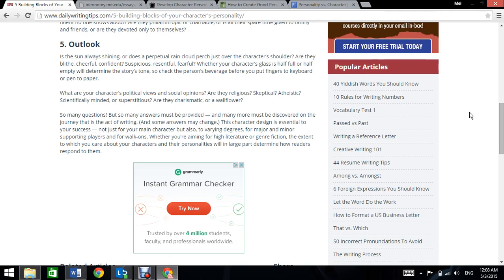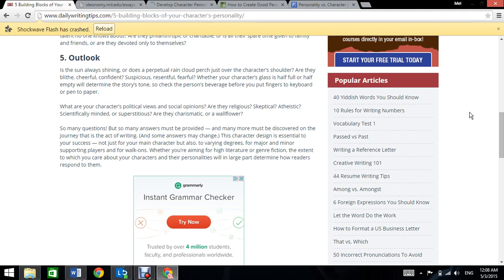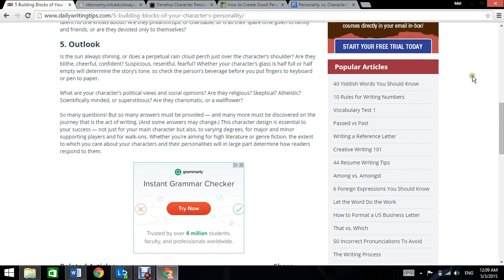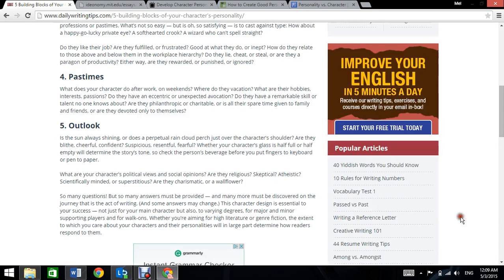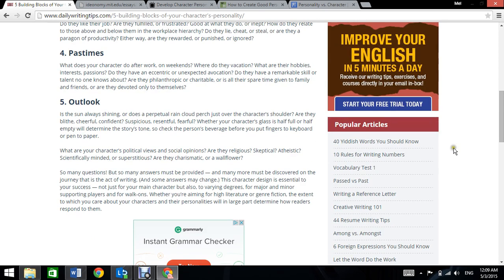And outlook. Ooh, this is interesting. Are they optimistic or pessimistic or realistic? It really depends. That's a very important thing. How do they outlook things? That can really affect how they react to things and how they respond to things. I didn't even think about that.